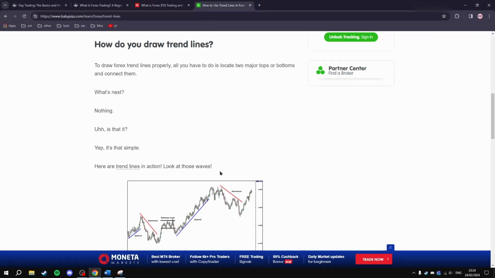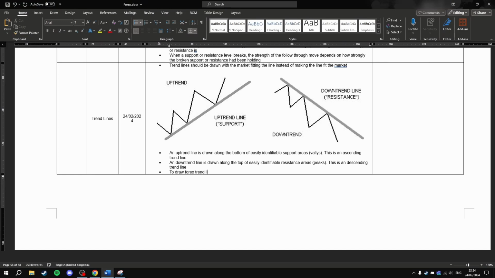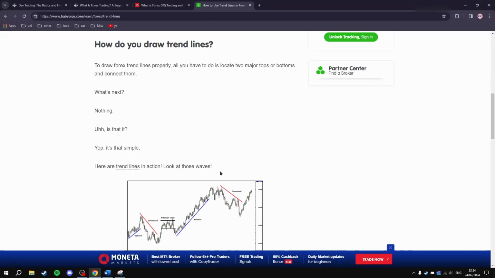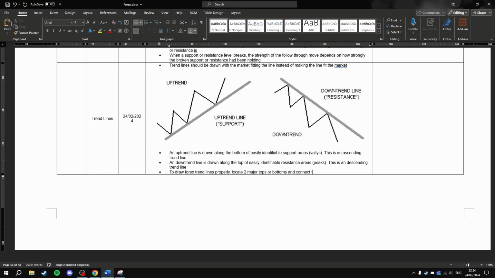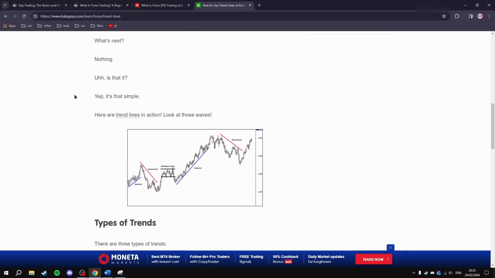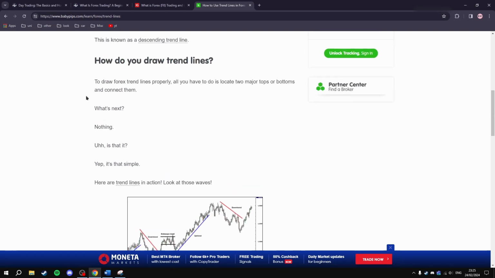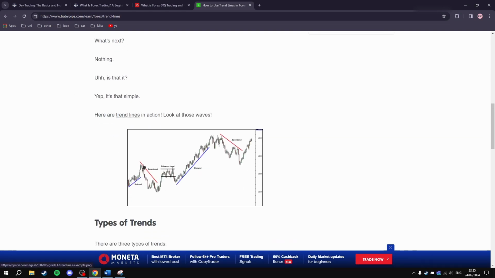So to draw Forex trend lines properly, locate two major tops or bottoms and connect them. So that's a major bottom, that's a major top, that's an uptrend. Major top, major bottom, downtrend. I guess that could also be an uptrend as well though. That's definitely an uptrend.